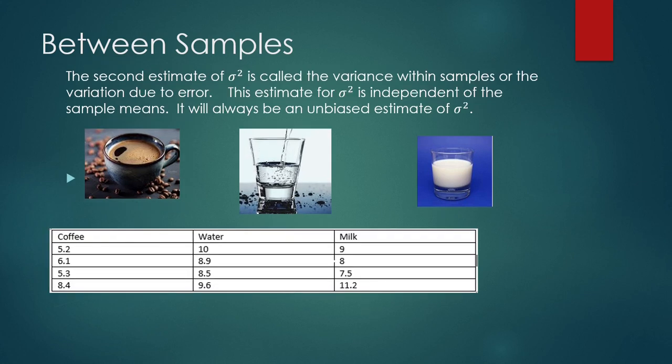The second estimator of the variance is called the variance within samples, or the variation due to error. This estimate for the variance is independent of the sample means. It will always be an unbiased estimator of the variance. Now here I have the same groups A, B, and C with the same data values. The idea here is I want to look inside the group, and we have four different individuals for each group, and we're looking at the variation within one group.